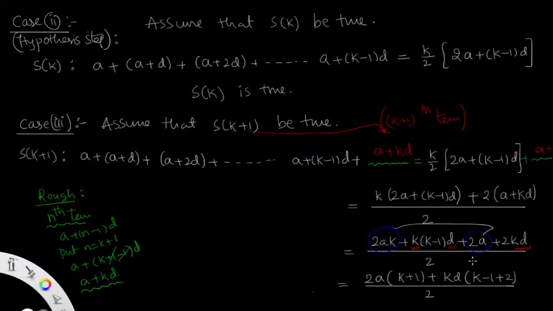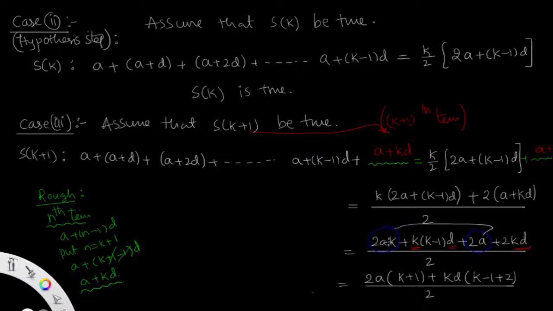Now simplify by k plus 1. To get the nth term, you have to take a plus (n minus 1) into d. Put n equal to k plus 1. Then you get the k plus 1th term in terms of the given statement. The k plus 1th term should be a plus kd. We add this term to both sides. Then simplify, taking the LCM: k into (2a plus (k minus 1) into d), and 2 multiplied by (a plus kd). Then 2ak plus k into (k minus 1) into d plus 2 into a, 2a, plus 2kd, divided by 2.